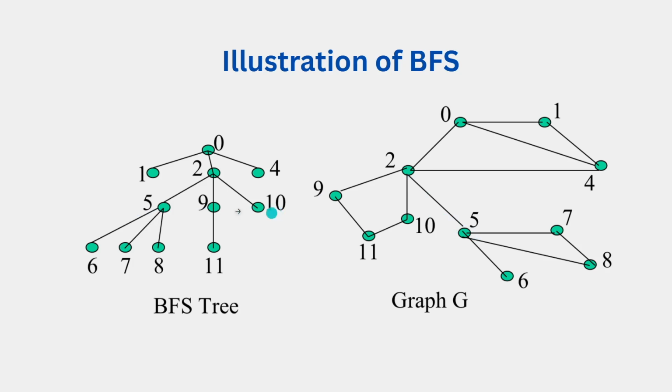So, when you look at it from the start vertex, 1 to 4 are at a distance of k and 5, 9, 10 are all at a distance of k plus 1, and likewise it continues, right. So, the resultant tree we call a BFS tree. So, this is the traversal, I mean the routine, in order to perform a breadth first search.